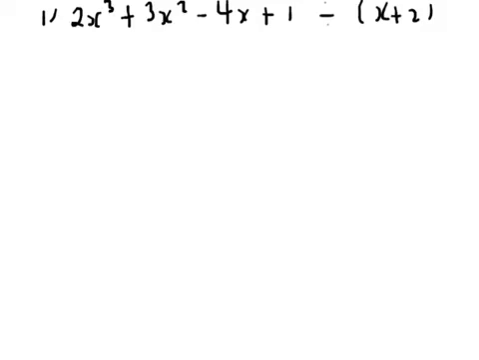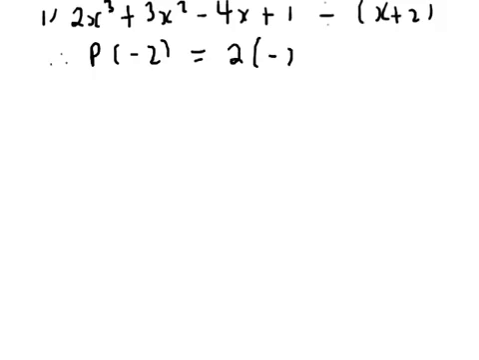Okay, so here we have our first question from exercise 1.1. We have to find the remainder of this cubic polynomial when we divide by x plus 2. So using the remainder theorem, we need to substitute in the opposite of the x plus 2, which is negative 2. So if we put negative 2 into that polynomial expression, it will give us our remainder.